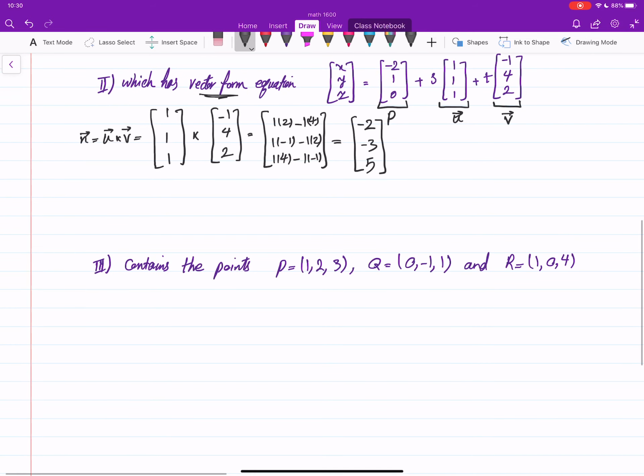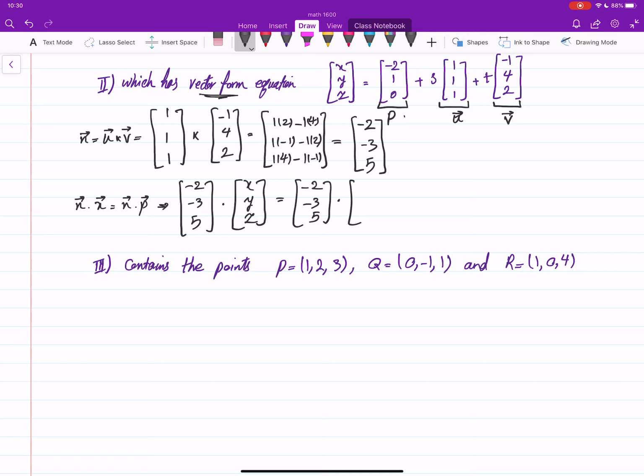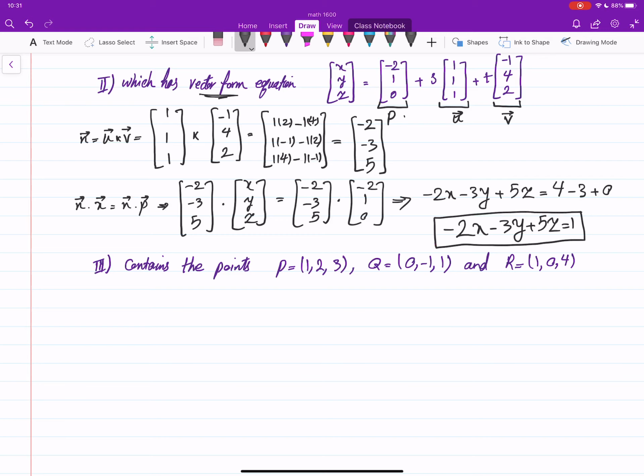Very nice. I have n. Well, then the rest is just what we did: n dot x equals n dot p. This is (-2, -3, 5) dot (x, y, z) equals (-2, -3, 5) dot the point, which is given there, (-2, 1, 0). This gives us -2x minus 3y plus 5z equals 4 minus 3 plus 0. So the final equation, the general form, is -2x minus 3y plus 5z equals 1.